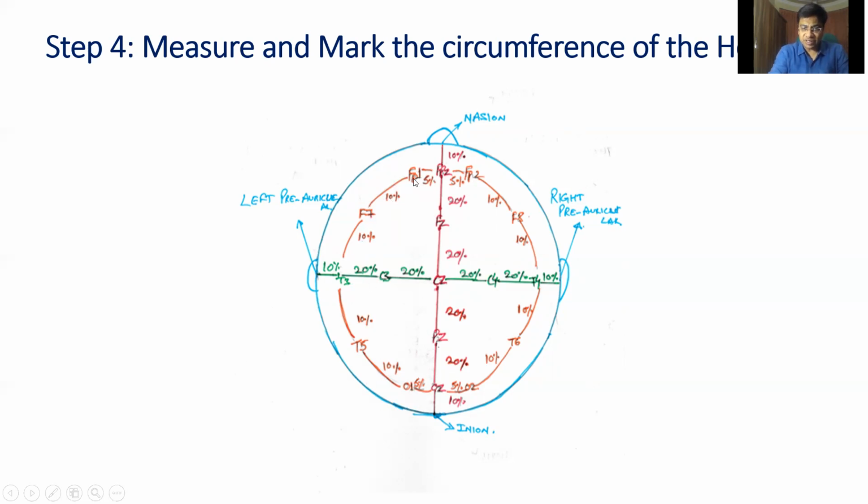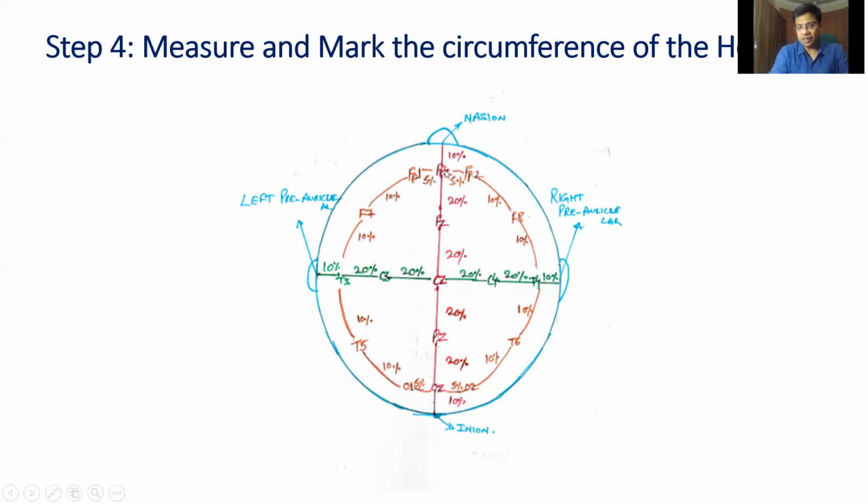FP1 is 5%, then 10% is F7, then 10% is T3, which we already had. T3 backward, 10% is T5. T5 backward, 10% is O1. Similarly, on the right side, we will have F2, F8.